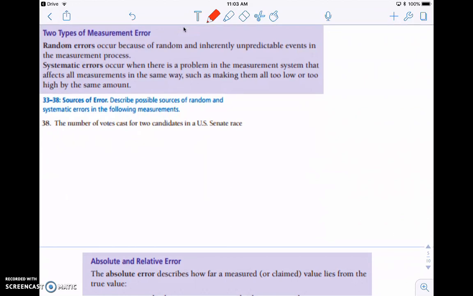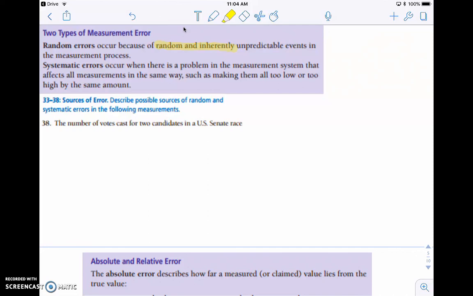Okay, now when we're making some measurements, there are errors that can come in measurements. So as we look at uncertainty in numbers, we're shifting gears here. Now we're going to talk about some different types of errors that are out there. So there are what are called random errors. Random errors occur because of random or inherently unpredictable events in the measurement process. And we'll look at that example number 38 here in a minute.